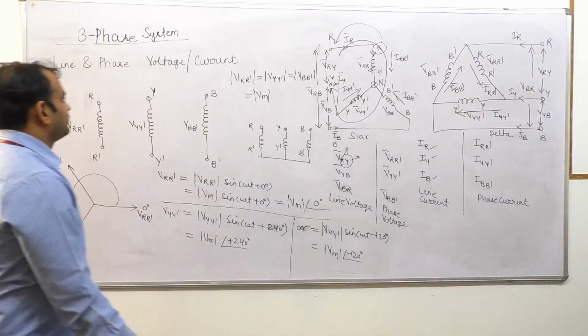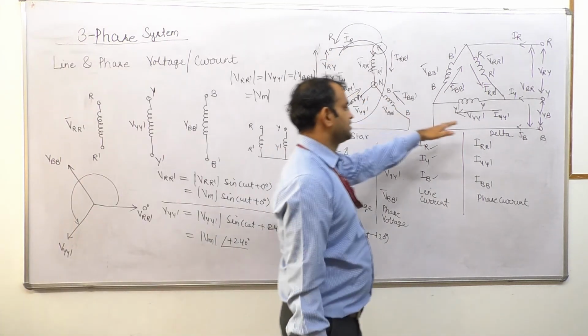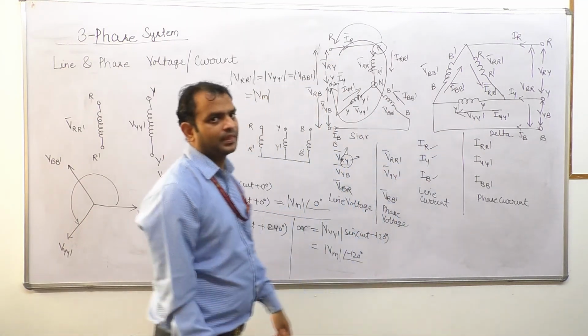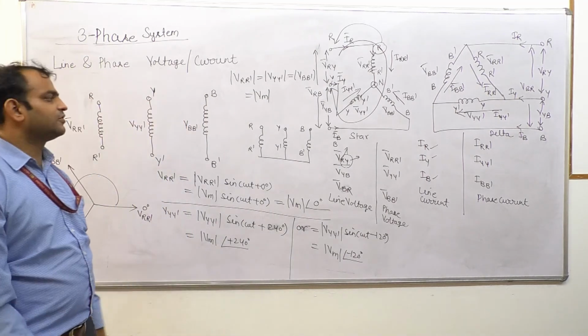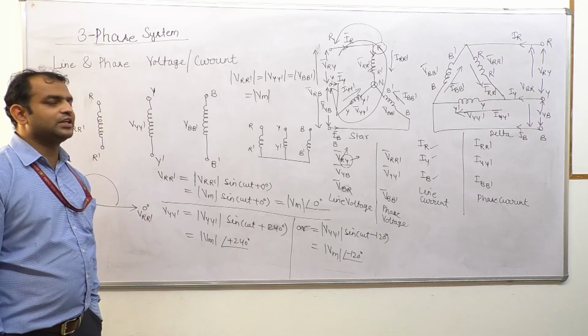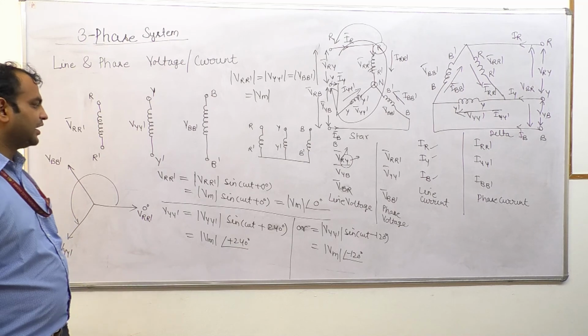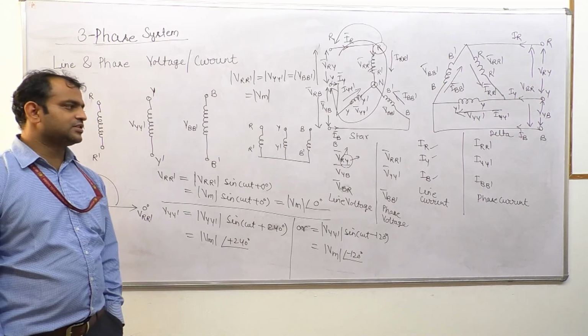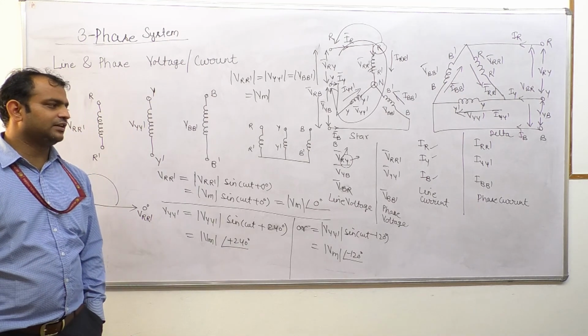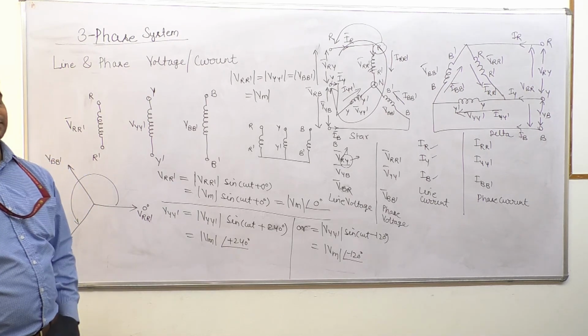So in such a way we explained line and phase voltage and current in case of star and in case of delta connection. In the next lecture we will start from star connection and find the relationship between the voltages of phase and line and the current relationship of line current and phase current in case of star and delta connection. Thank you.